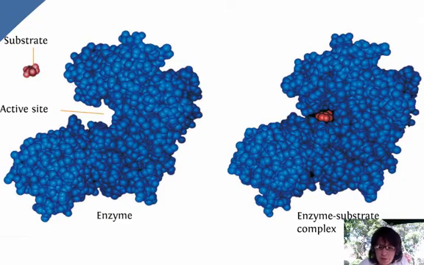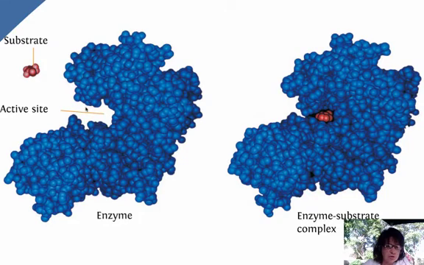So what is an enzyme? Here's a space-filling molecule of an enzyme. Enzymes are proteins. And remember when we talked about proteins, they have a very specific 3D shape. This is the tertiary structure. This enzyme does not have quaternary structure because there's just one subunit.